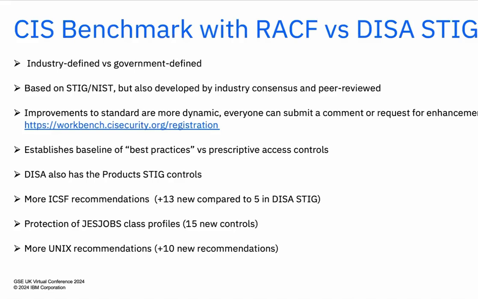And as you mentioned in the previous slide, in CIS, they have added more ICSF recommendations. In DISA, we have 5. There are 13 new recommendations in the CIS benchmark for JSON class profiles, 15 new controls in the CIS benchmark for Unix, and 10 new recommendations in the CIS benchmark. So this is something that you will not get in DISA.